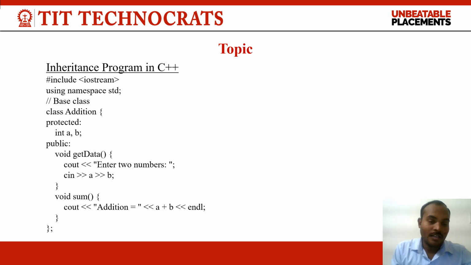So firstly, we are creating a class, which is called the base class, and we have written code to declare variables int a and b. We have written cout to print "enter two numbers" on the screen to take input from the user. And second, we are creating a void sum function to add the two numbers in the base class.